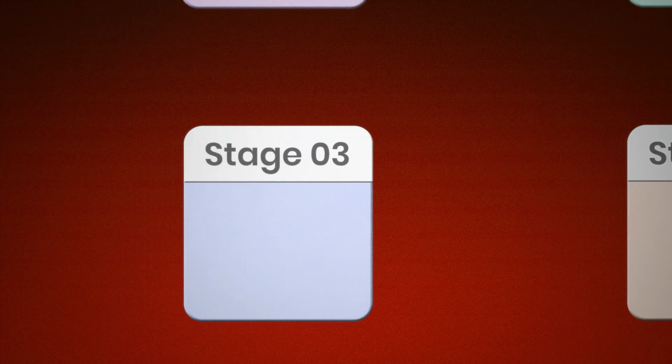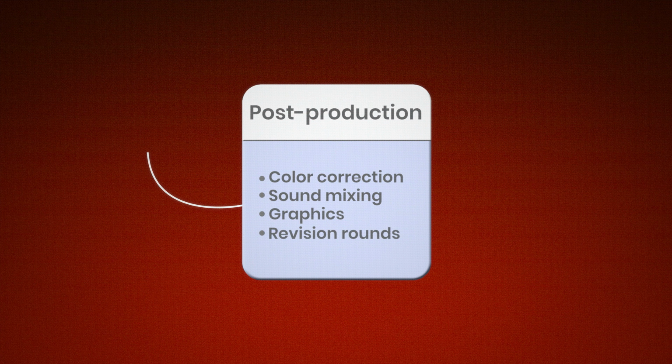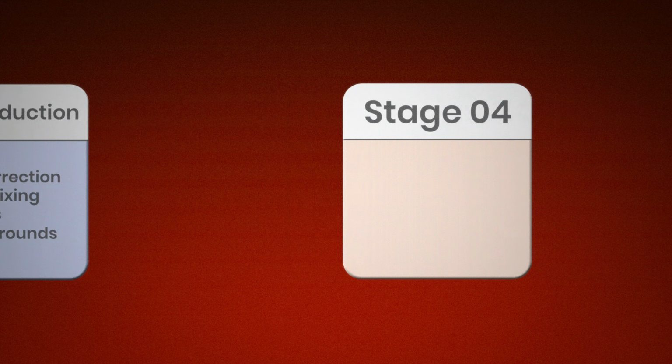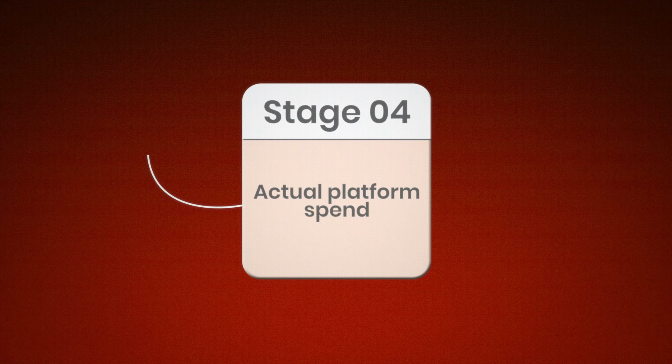Now, stage 3 is post-production, color correction, sound mixing, graphics, revision rounds, which adds up to about $150 to $250. Now, stage 4 is the actual platform spend it takes to clear your testing constraints. Say you're going after a qualified call for $100. You're spending $300 to $600 on that specific concept just to know whether or not it's a winner.